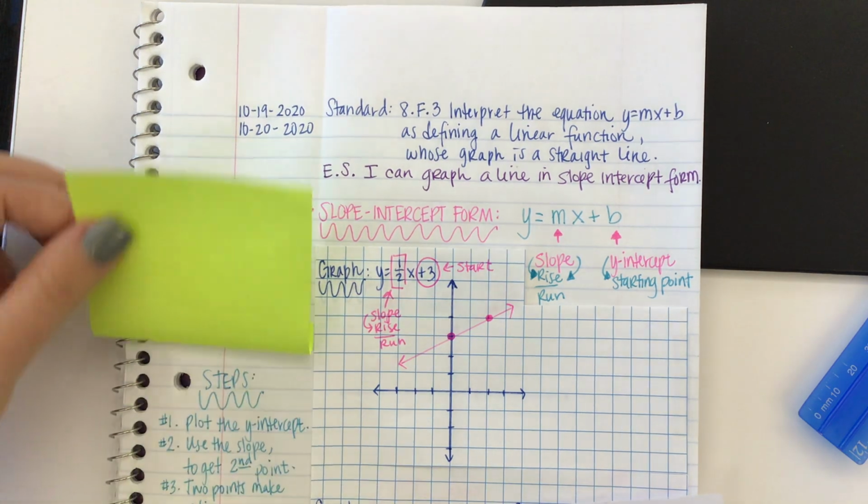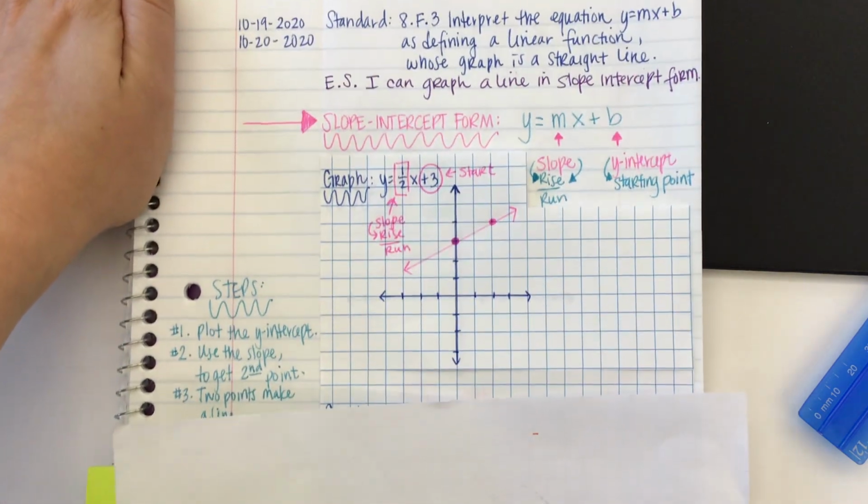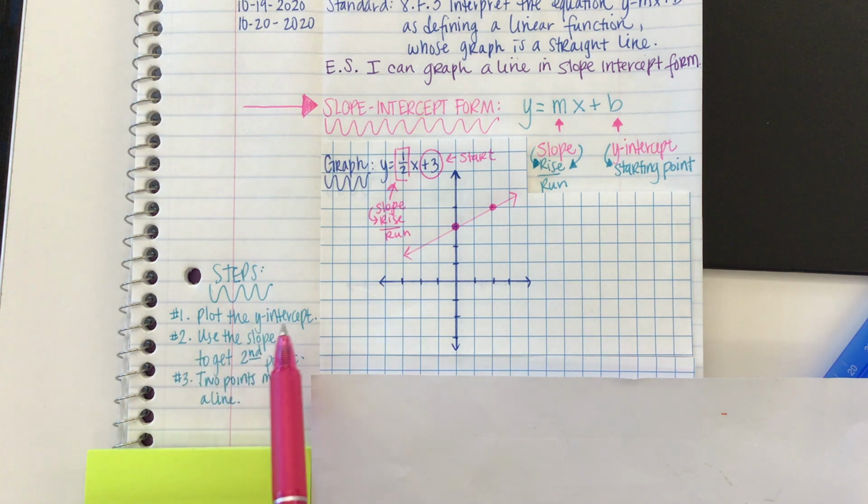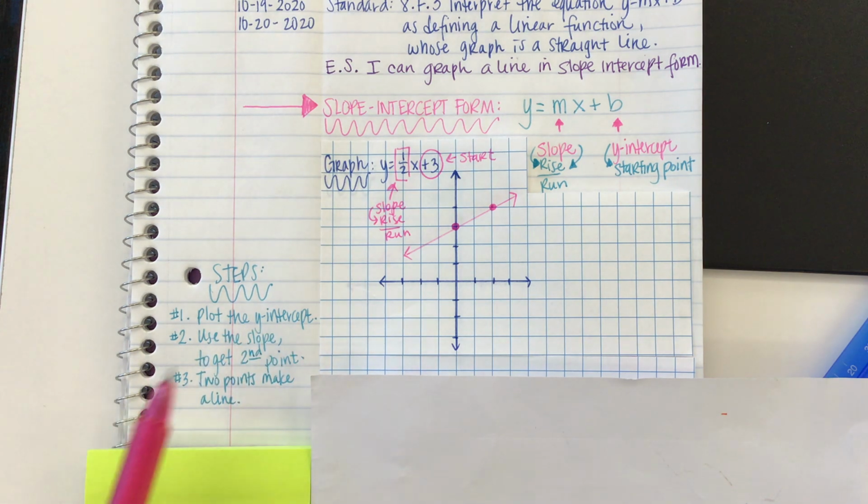All right, so what I have written over here on the left-hand side are a couple of steps, just something that we did to graph our line. The first thing we did was plot the y-intercept. The next thing we did was use the slope to get to the second point. And the last thing is, 2 points make a line, therefore you connect that line, draw your arrows, and there you have your linear equation.